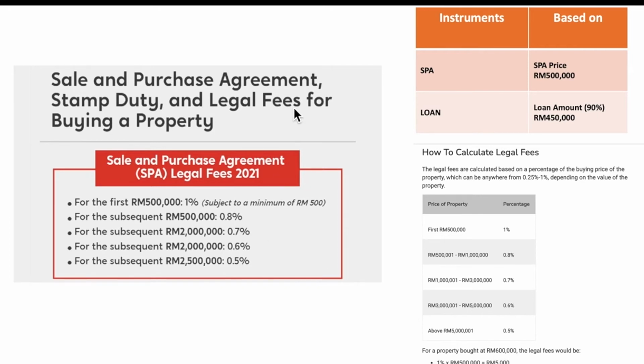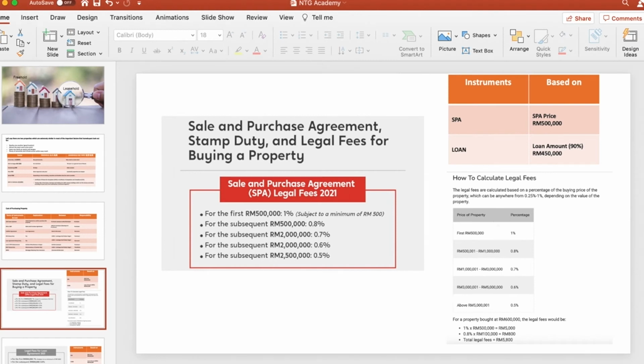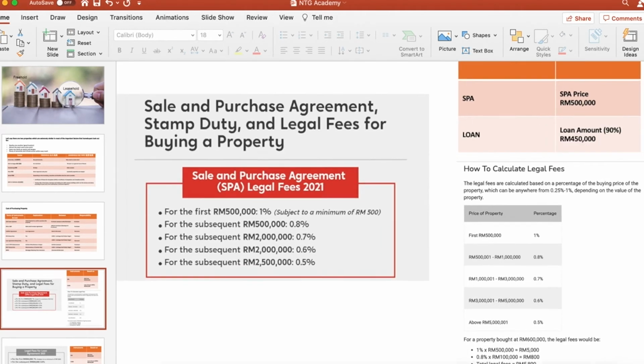Okay, let me give you an example. Can you see here? Alright, see, for a property you bought at 600,000, the legal fee will be the first 500,000 at 1%. So the next 100,000, okay, the next tier, because for 600,000 the first 500,000 were already calculated, so 100,000 will fall into the next category. So for the subsequent 500,000, that means 500,001 to 1 million is 0.8%. So your next 100,000 is 0.8%. That means 800. So total up is 5,800.